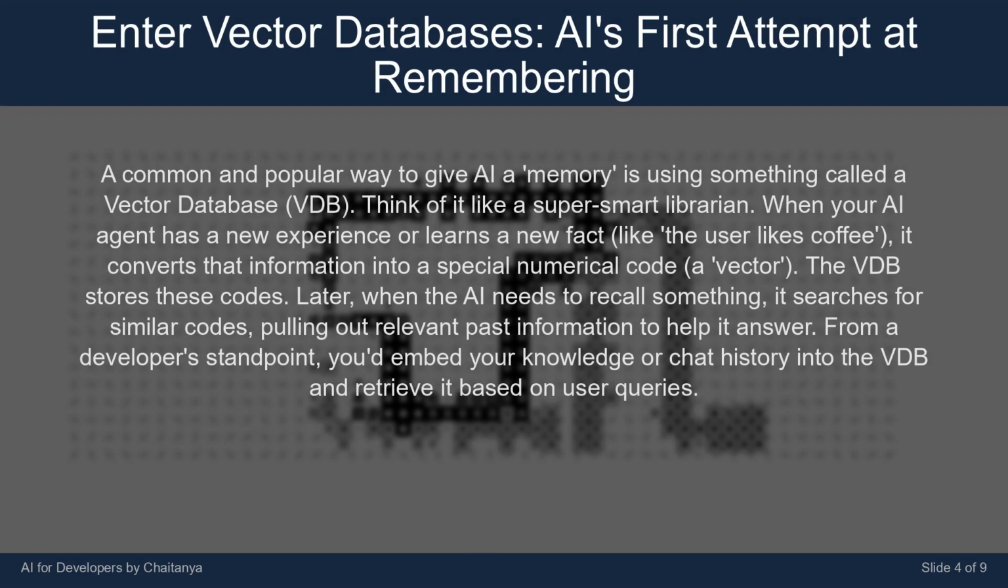A common and popular way to give AI memory is using something called a vector database, VDB. Think of it like a super smart librarian. When your AI agent has a new experience or learns a new fact, like the user likes coffee, it converts that information into a special numerical code, a vector. The VDB stores these codes. Later, when the AI needs to recall something, it searches for similar codes, pulling out relevant past information to help it answer. From a developer's standpoint, you'd embed your knowledge or chat history into the VDB and retrieve it based on user queries.